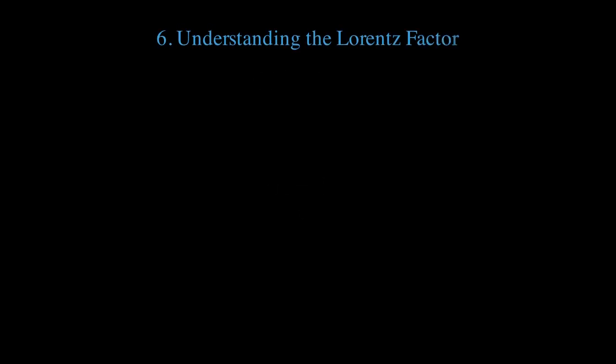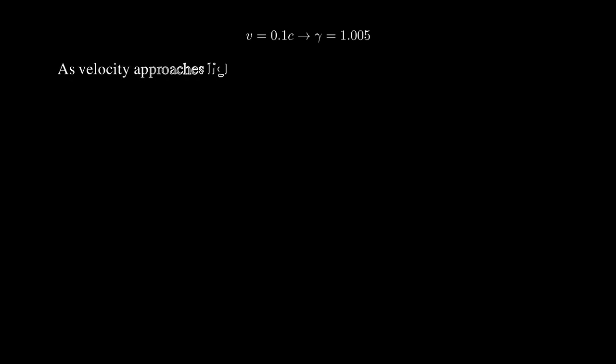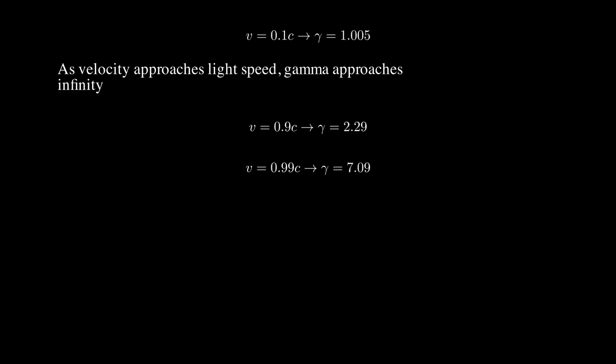Let's explore what the Lorentz factor gamma actually means. Here's a graph of the Lorentz factor gamma versus velocity. At low speeds, gamma is close to 1, meaning almost no time dilation. At everyday speeds like cars or planes, the Lorentz factor is so close to 1 that time dilation is completely negligible. Even at 10% the speed of light, gamma is only 1.005. But as velocity approaches the speed of light, gamma grows rapidly toward infinity, causing extreme time dilation. At 90% light speed, gamma equals 2.29, so time passes more than twice as slowly. At 99% light speed, gamma jumps to 7.09.